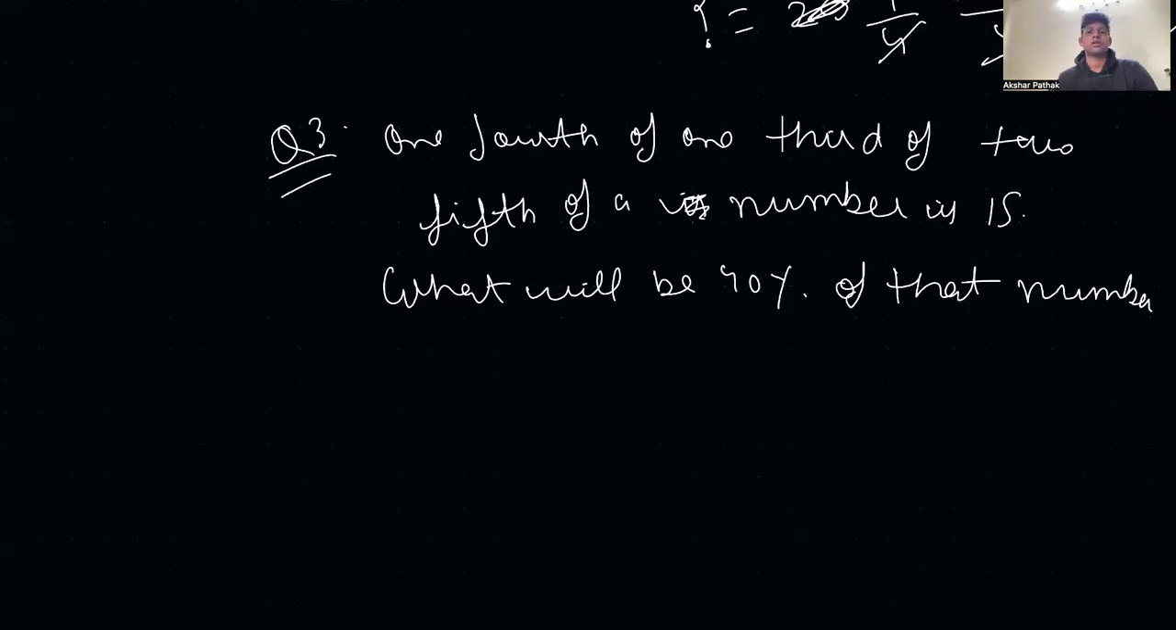There's nothing in this question. Let's say that number is x. We have to assume x, basic algebra, and we have to find 40% of x. So 40 by 100 of x is 2 by 5 of x. So we have to find 2 by 5 of x. But how will you find x? We have 1 by 4th of 1 by 3rd of 2 by 5th of a number. So you can just start in reverse. 2 by 5th of a number is 2 by 5x.